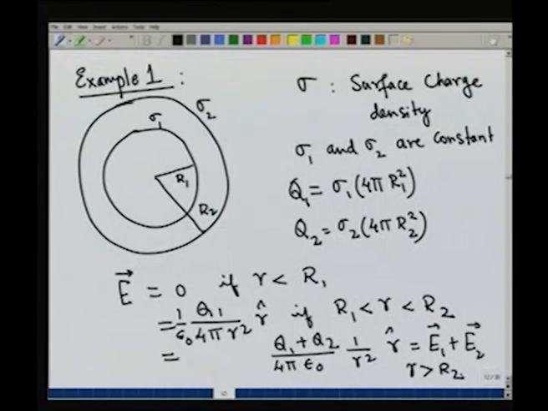What is it that we find? We find that the total charge Q1 plus Q2 contributes. We cannot make a statement that some of the charge is distributed on the inner sphere, some of the charge is distributed on the outer sphere. No experiment done outside will be able to tell us. That is what it is.